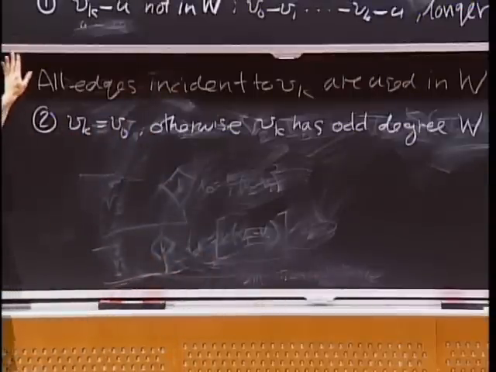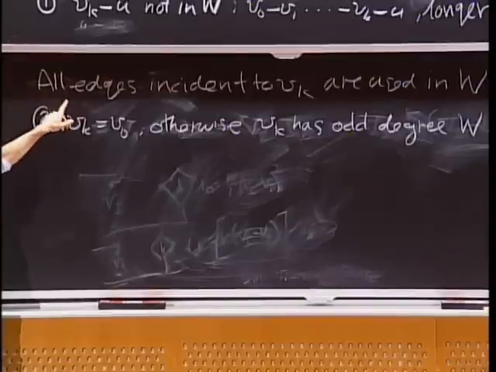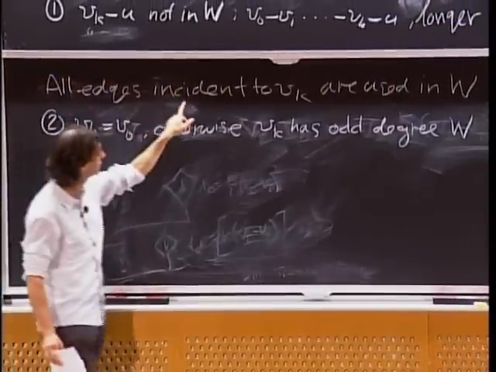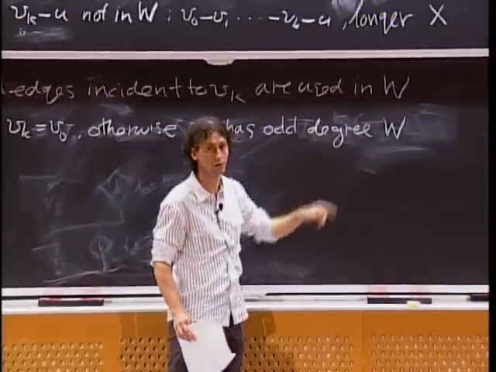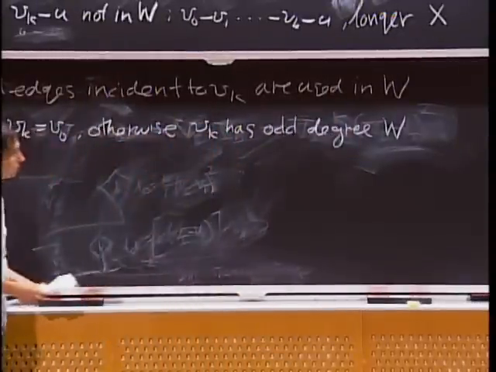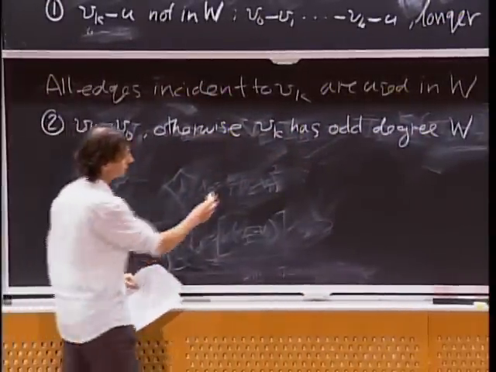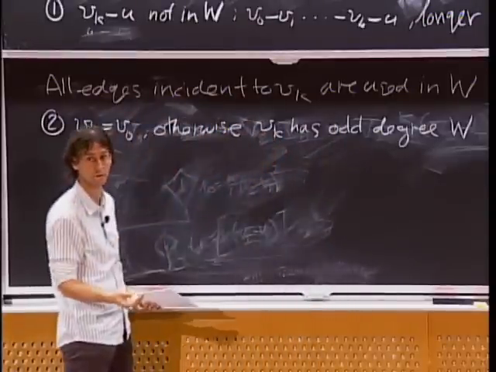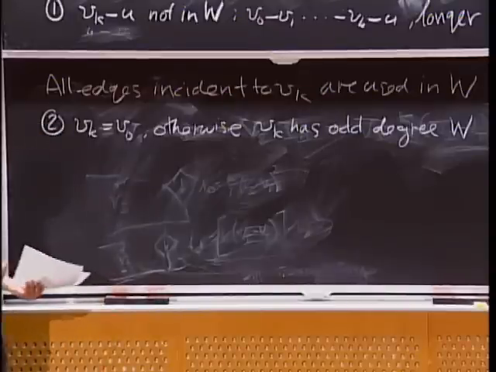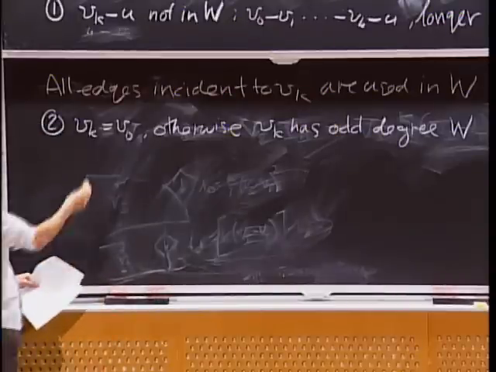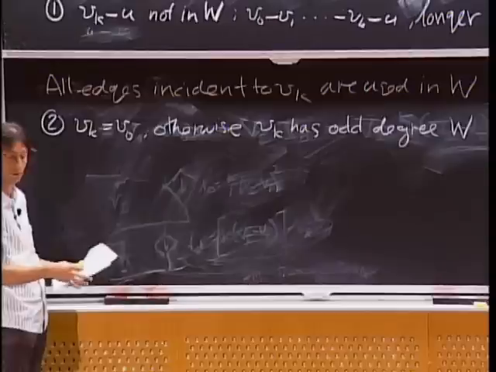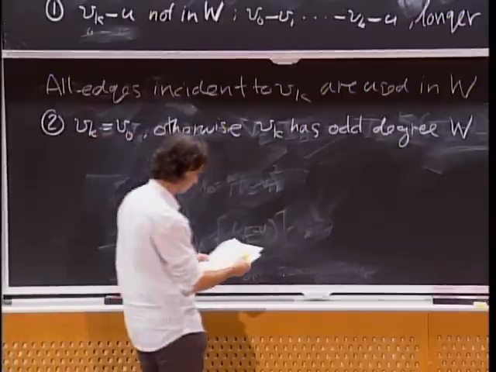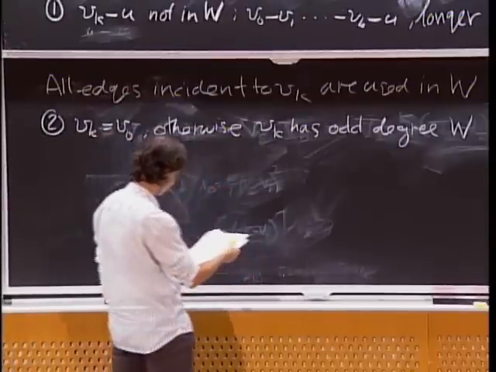So now we can go ahead and we can have a look over here, because we just showed here that all the edges incident to Vk are actually used in W. So we can now conclude that this means that Vk also has odd degree in G, because all the edges in G, in which Vk is participating, are actually used in the walk. So I hope that is clear. Okay, so let's write this down.